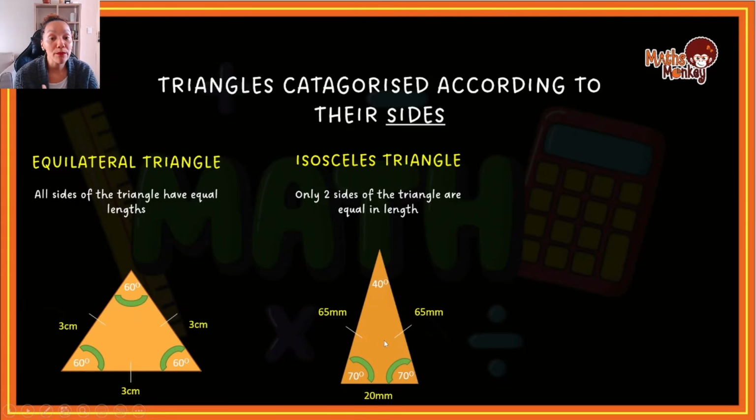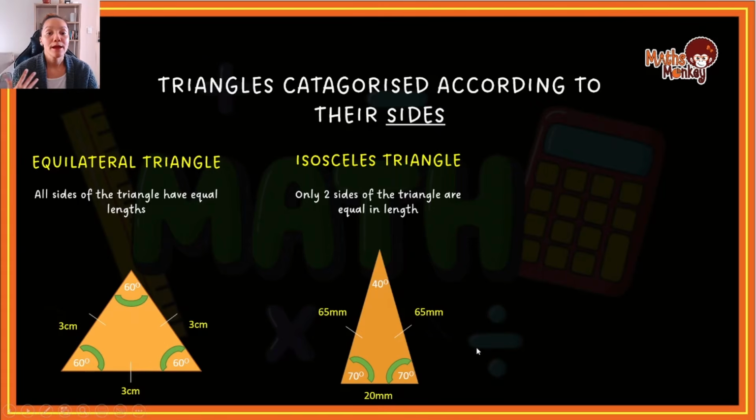Okay, so these numbers are just examples. Not every isosceles triangle has the angles 70 and 40, but in every isosceles triangle, the base angles underneath the equal lines will be the same. Whereas with the equilateral triangle, the angles were always equal to 60.